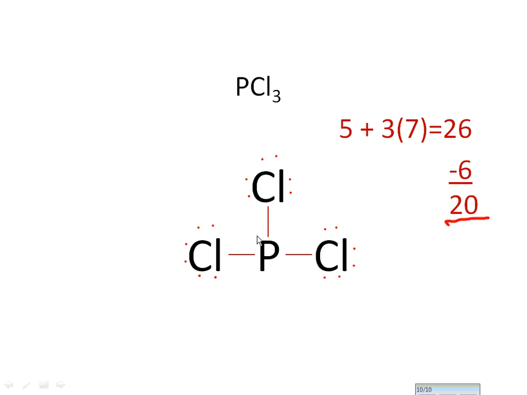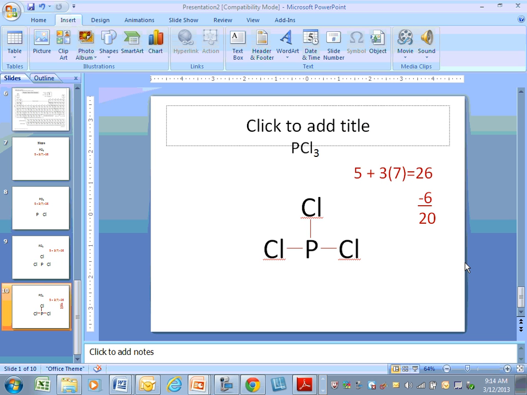The last 2, since phosphorus only has 2, 4, 6 around it, we're going to put on phosphorus, and that means it will have 8 around it. We have now used up our 20 electrons. Each of these elements has 8 around it. We are done placing all the electrons around it. This would be the Lewis dot diagram for phosphorus trichloride.